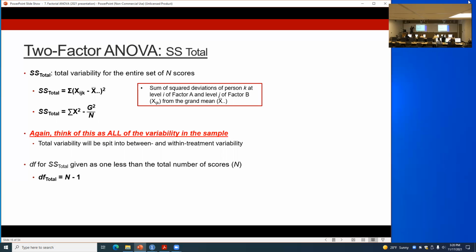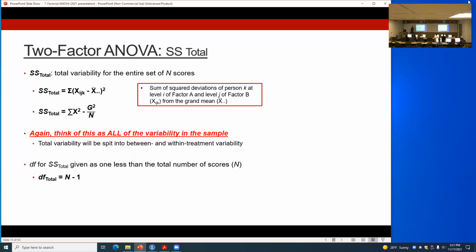This handout here, right? Basically, if I were to take the sum of my squared x values minus the square of my grand mean over the total, all the people in the data set, this would give me a different way to calculate my sum of squares total. Again, that's all the variability in the sample. What we're going to do is split this into between and within.